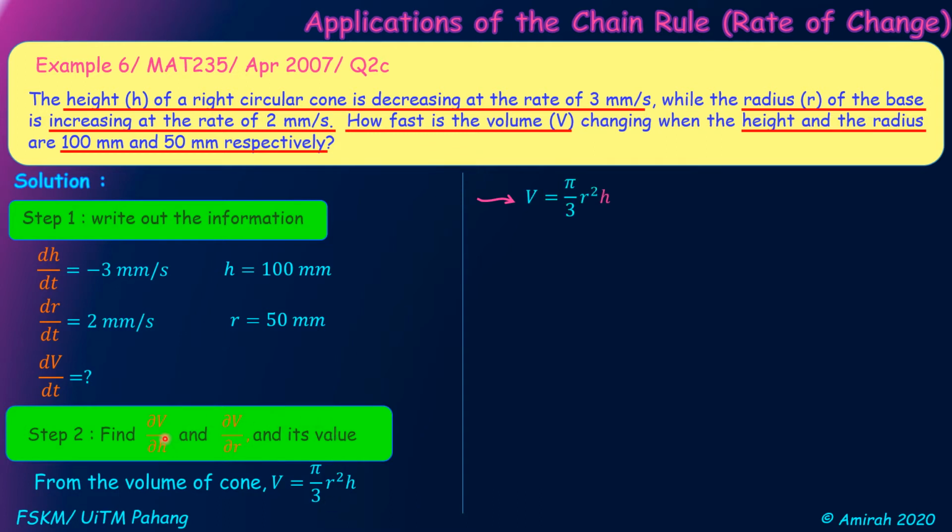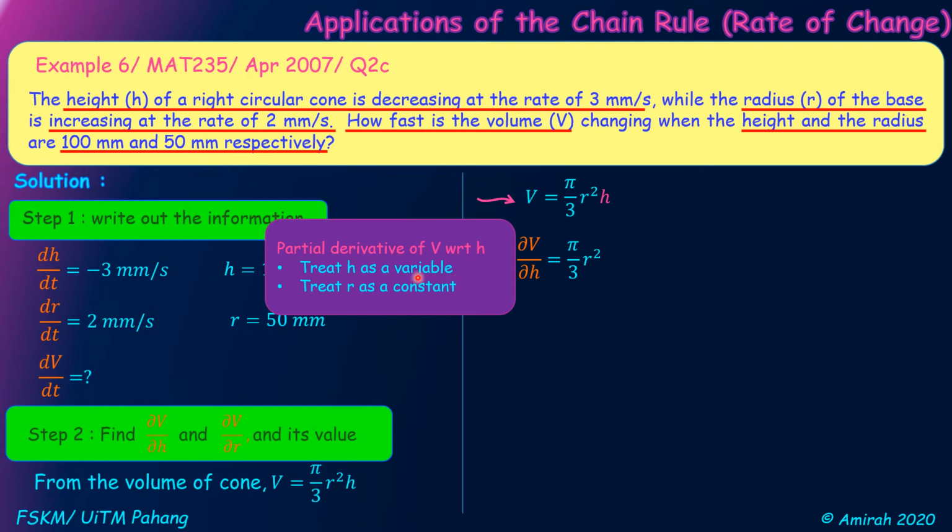Alright, to find del V over del H, we need to differentiate from V. Okay. And del V over del H means partial derivative of V with respect to H. We treat H as a variable and at the same time we treat R as a constant. So to avoid error and easy to differentiate, we can write H at the back and we write in different colors. And R here means constant. So R squared also constant times pi over 3 is also constant.